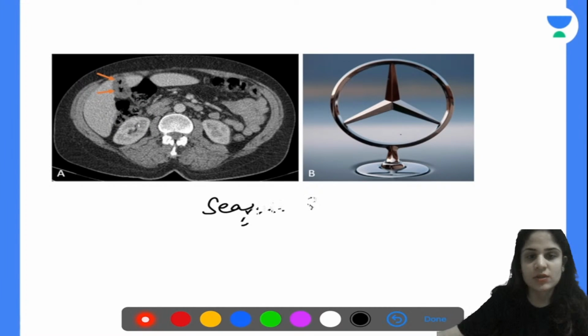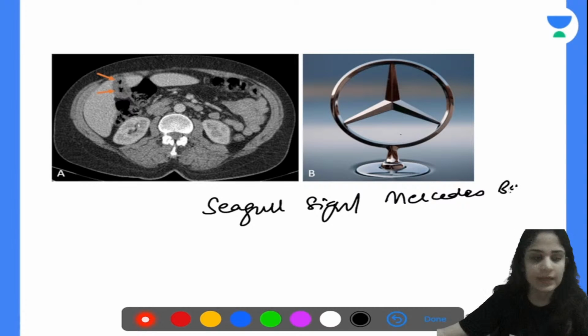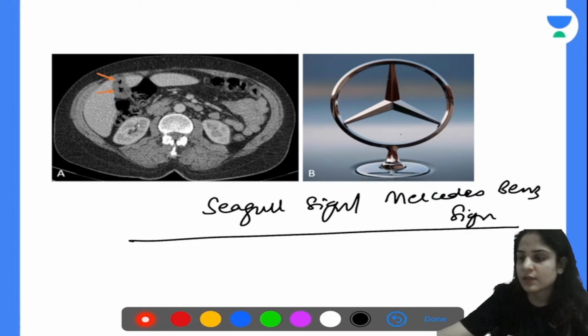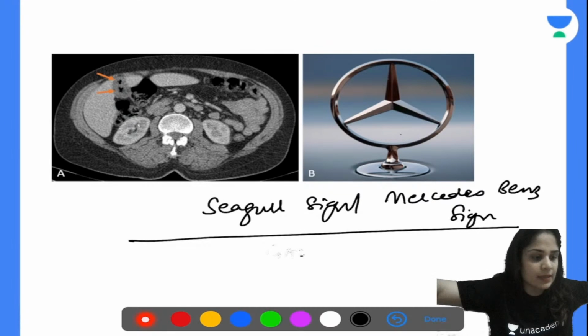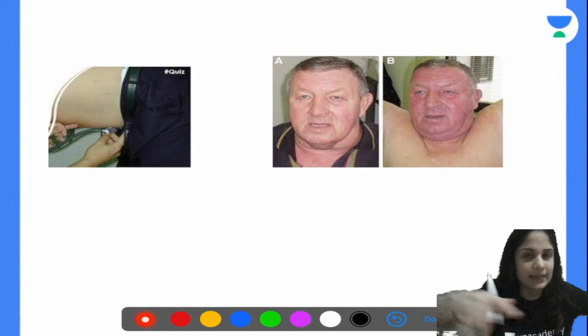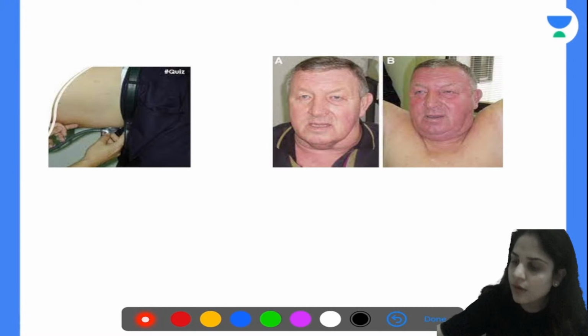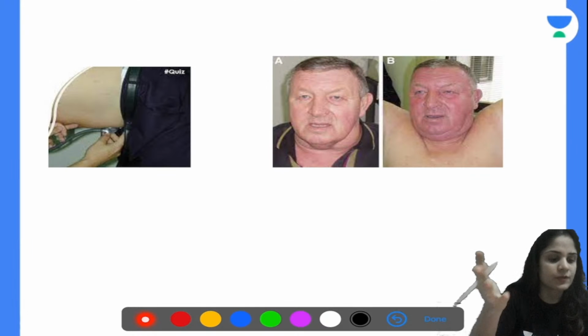It is seen in case of cholelithiasis or gallstones. Correct? Alright. Now the next sign, this patient is basically standing up like a dog. Okay. So not standing, like he's on all fours. He's on his hands and he's on his legs. And you have put a stethoscope on the most dependent part of his abdomen.